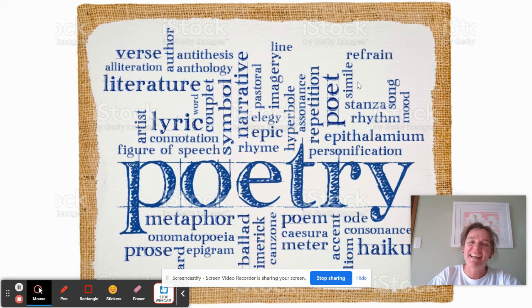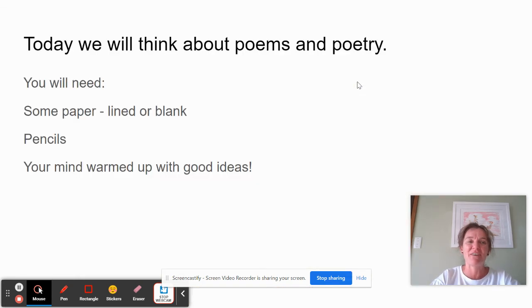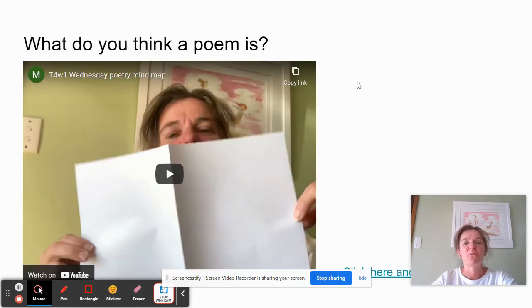I think it's fun, and I think it's a great way to finish the term for our writing tasks. So, today we're going to be thinking about poems and poetry, and you're going to need some paper, and it can be lined, it can be your book, or it can be a blank piece of paper. You'll need some pencils, and you will need your mind warmed up with lots of good ideas. So, what do you think a poem is?